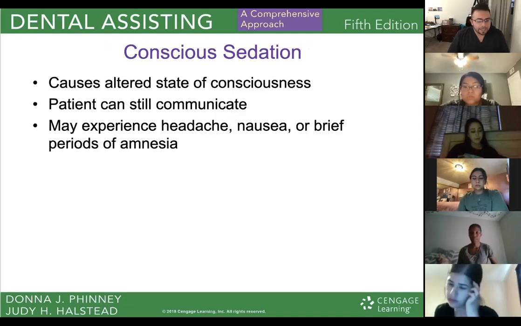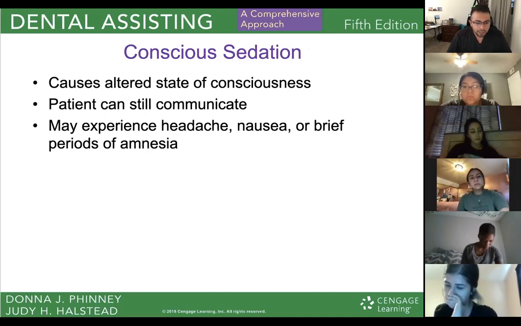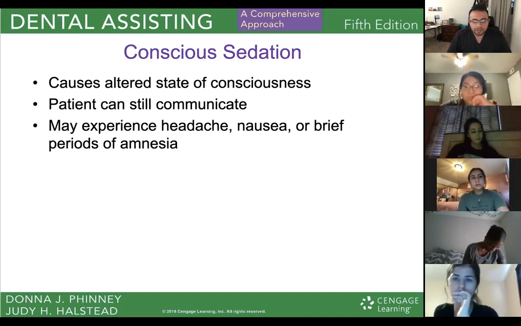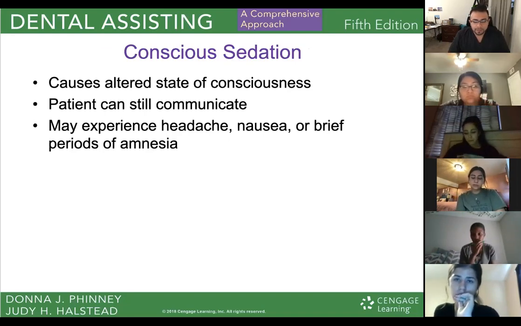Conscious sedation places the patient in an altered level of consciousness. The patient is still able to communicate and respond to questions, and this form of sedation serves to lower the levels of pain and discomfort. The patient may experience a headache, nausea, and some brief periods of amnesia following conscious sedation.